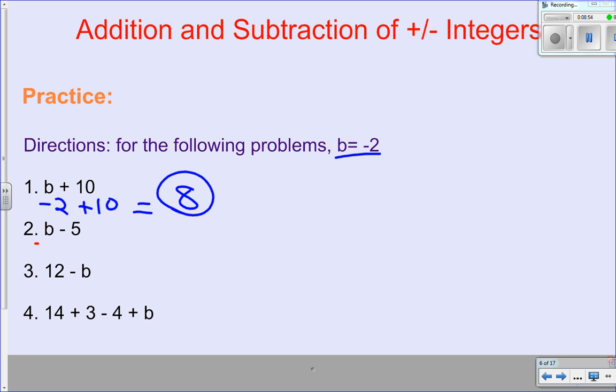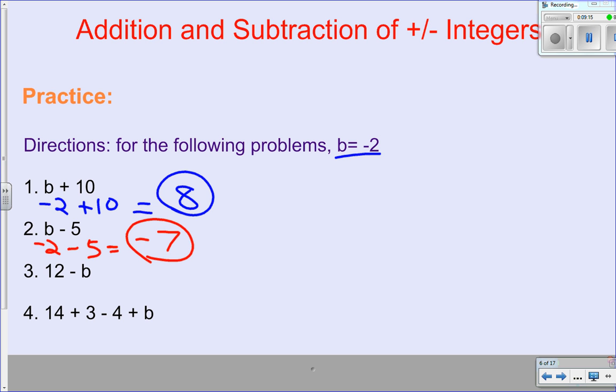Number 2, again, b is equal to negative 2. Excuse me, that's a minus 5. Hate it when I give the answer away. I have negative 2 minus 5. Again, I start at negative 2 and I move in the negative direction. That will give me negative 7.